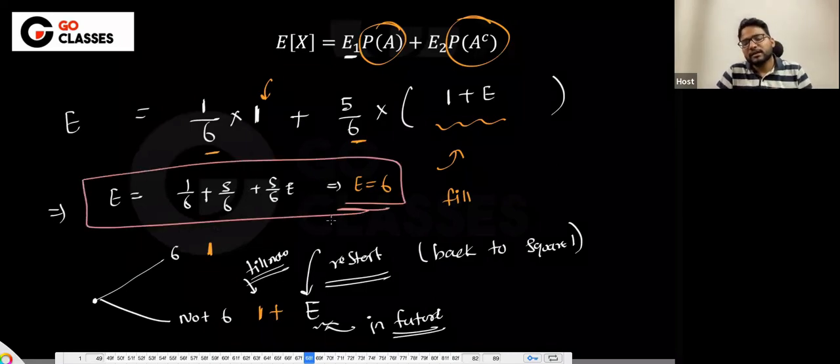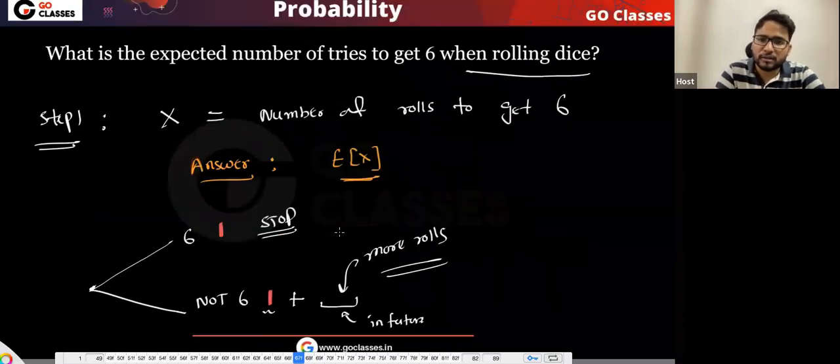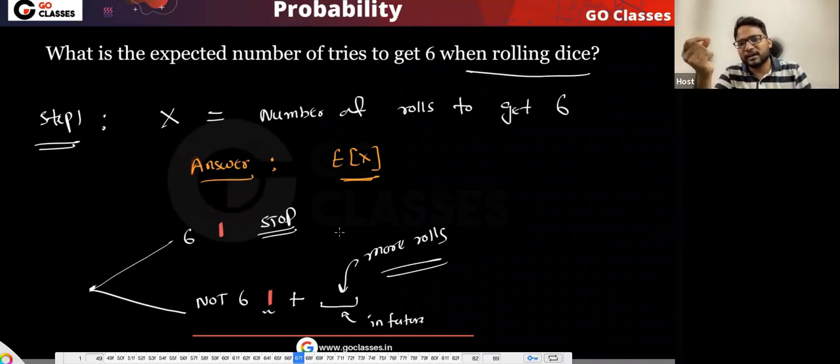So it means that, on average, you need 6 rolls to get one 6. Now, the number of expected tries to get at least one 6 is 6 rolls. And it seems obvious, right? If the probability is 1 by 6, then if you try 6 times, it should come once. This is what probability says. That's how probability is defined.